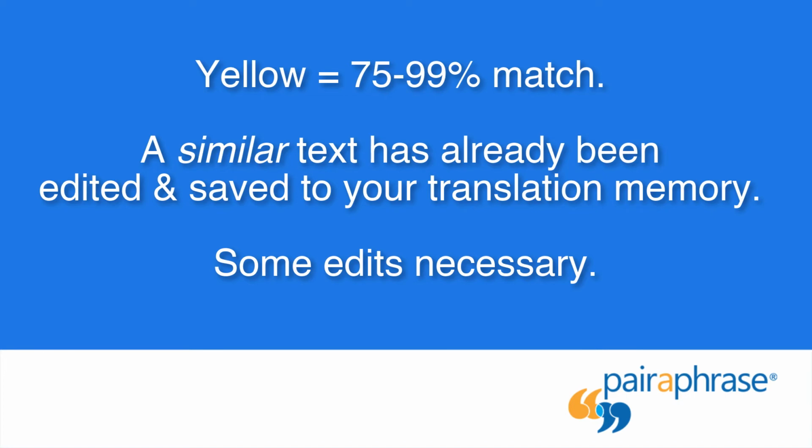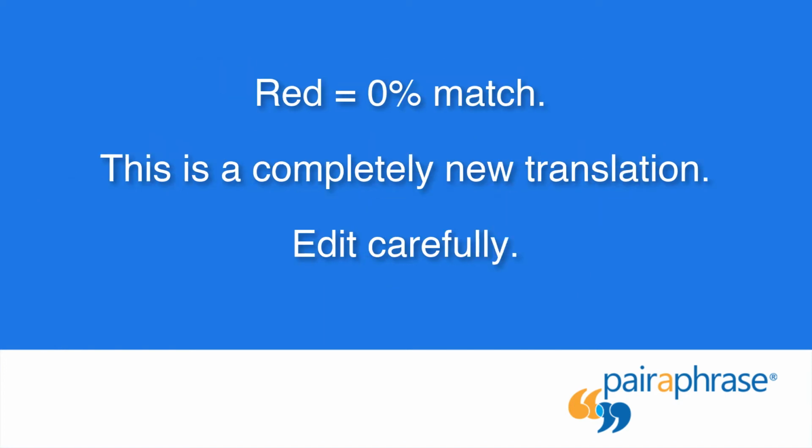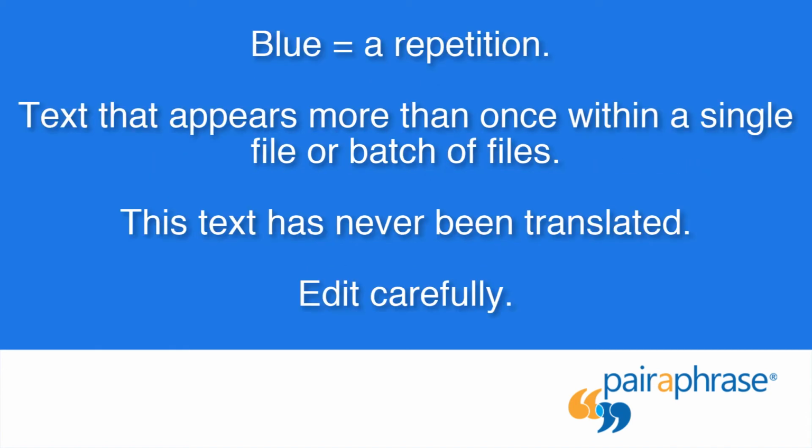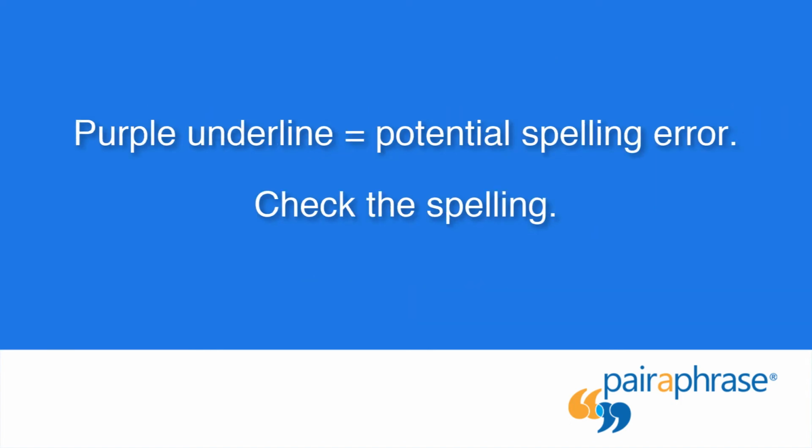Yellow indicates a 75 to 99% match, meaning that a similar text has been edited and saved to a translation memory. Only some words will need editing. Red indicates a completely new translation, which needs to be edited carefully. Blue indicates a repetition, which is a segment of never-before translated text that is found more than once in a single file or across a batch of files. And if you see a word or term underlined in purple, that means you might need to check the spelling.